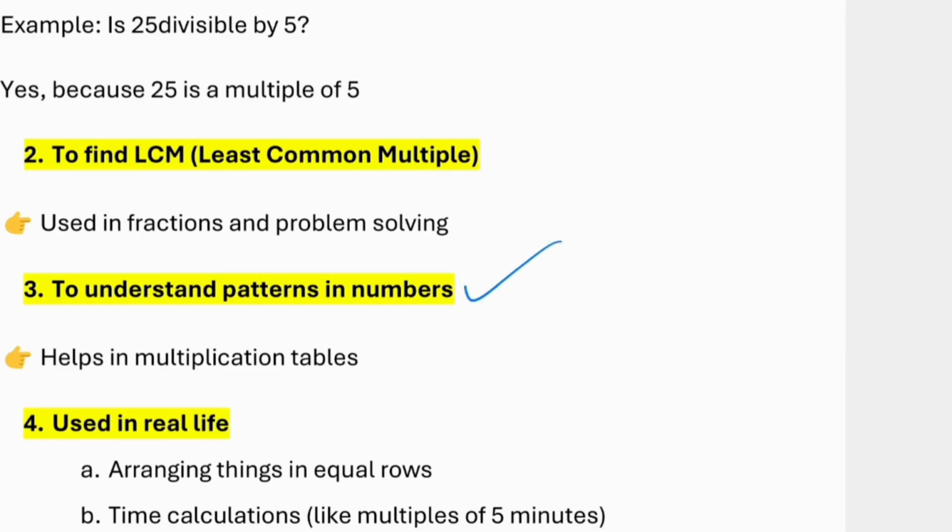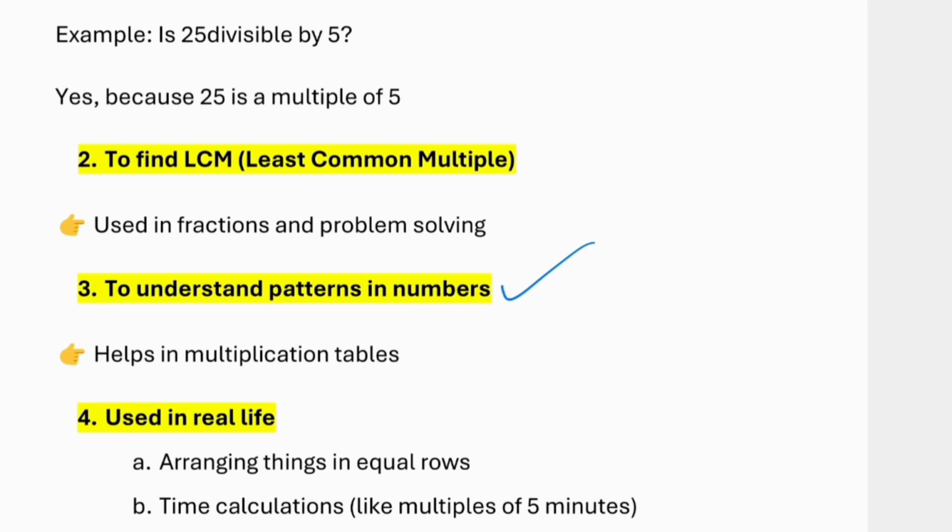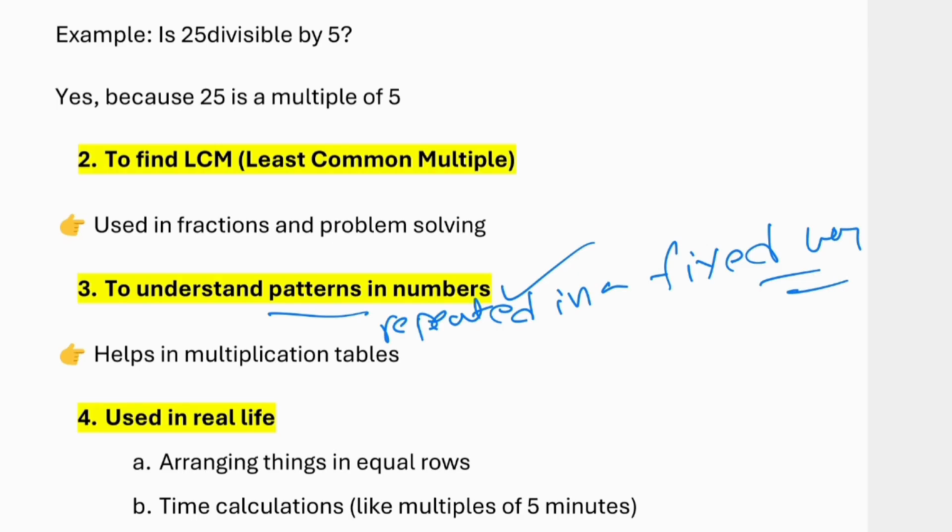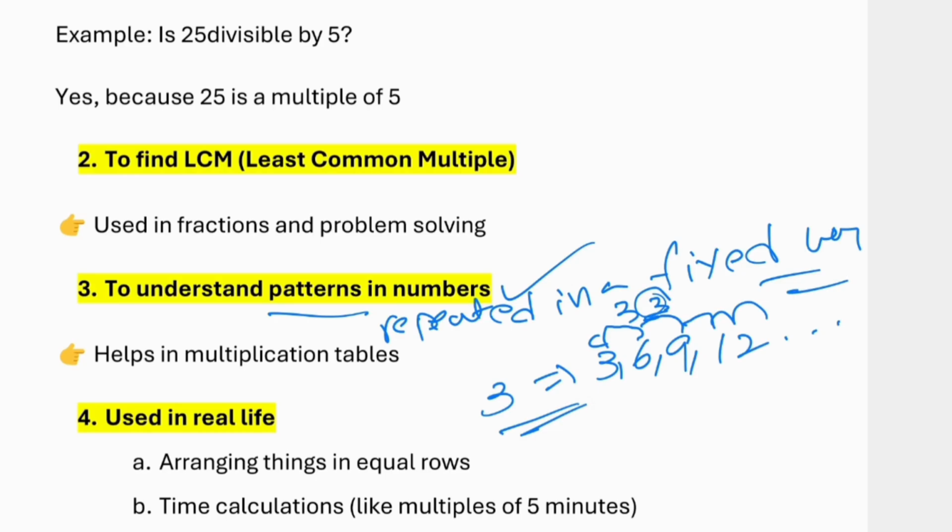Next one, to understand patterns in a number. Multiples follow a pattern. Pattern means repeated in a fixed way. For example, multiples of 3 are 3, 6, 9, 12 and so on. Here we observe the difference between the second multiple and first multiple is 3, and the difference between third multiple and second multiple is 3, and so on. 3 is the difference from one multiple to another, so 3 is fixed. So multiples follow patterns.